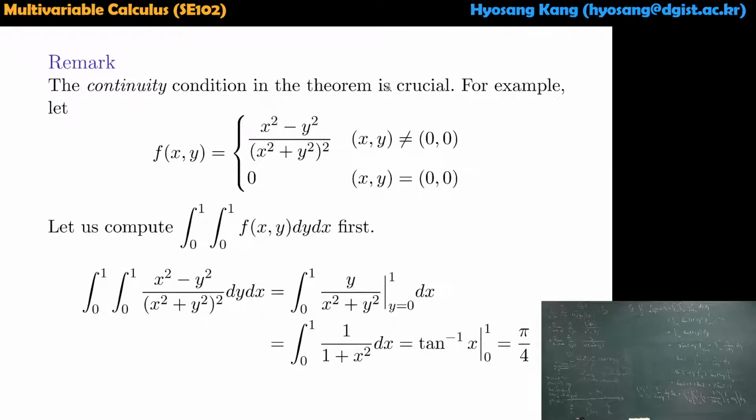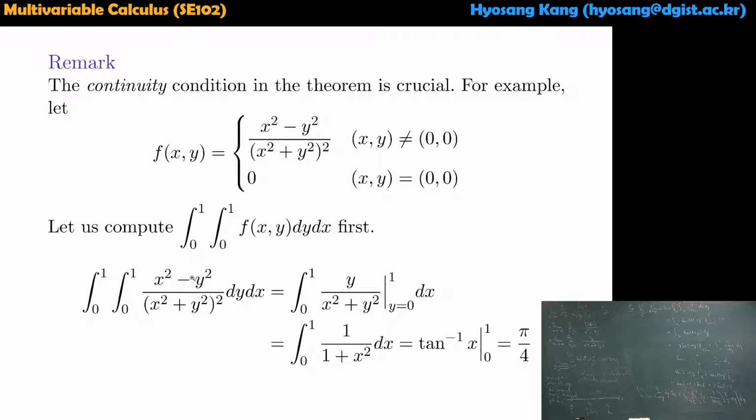Okay, so for example, here you have a function that is not continuous at (0, 0), and I think it diverges, right? So the double integral may not exist either. Think about the square domain [0,1] cross [0,1]. Let's try to compute this dy first and then dx next, and try to compute this integrand.